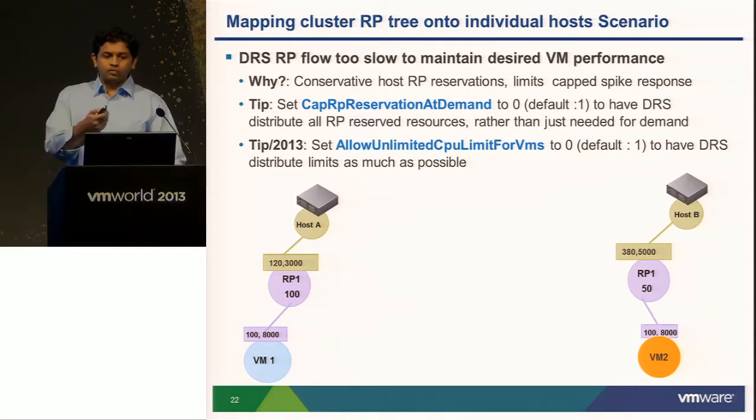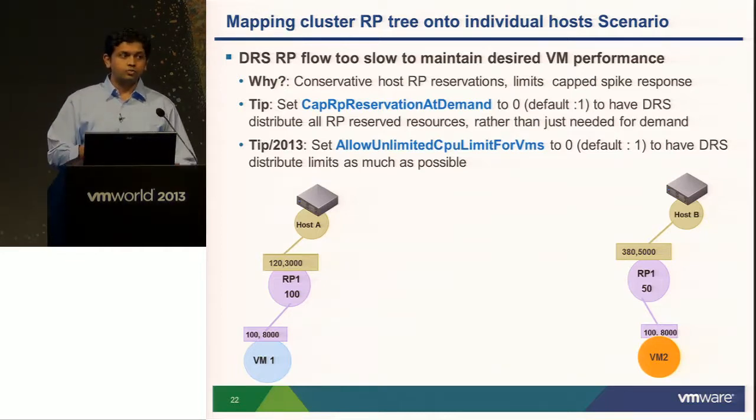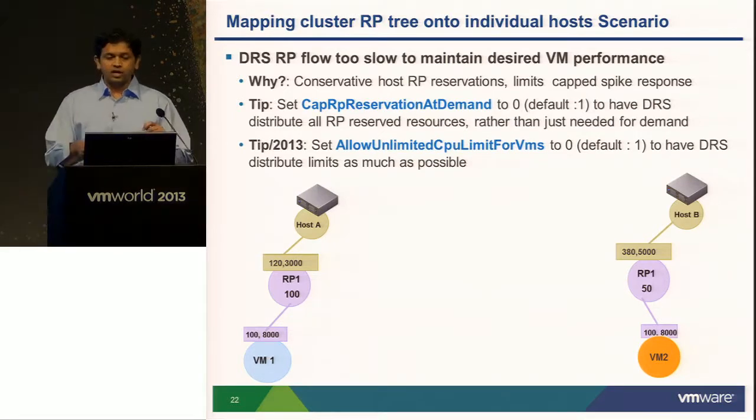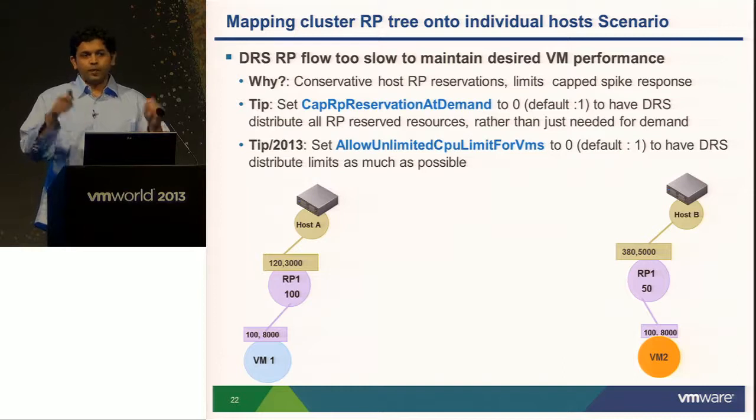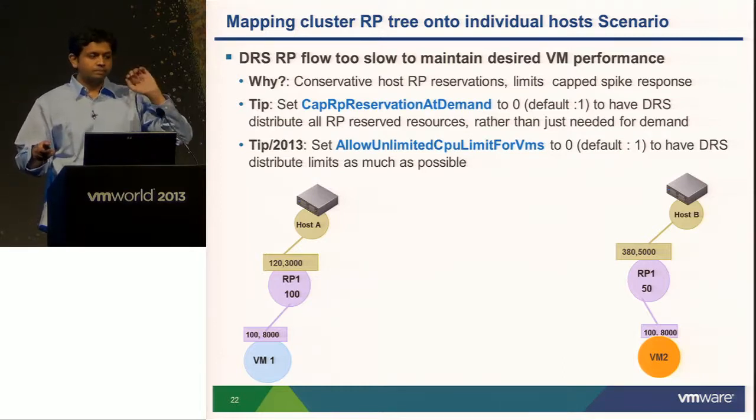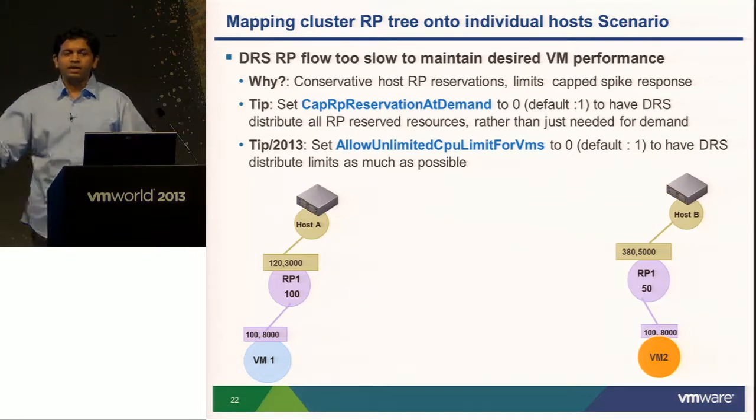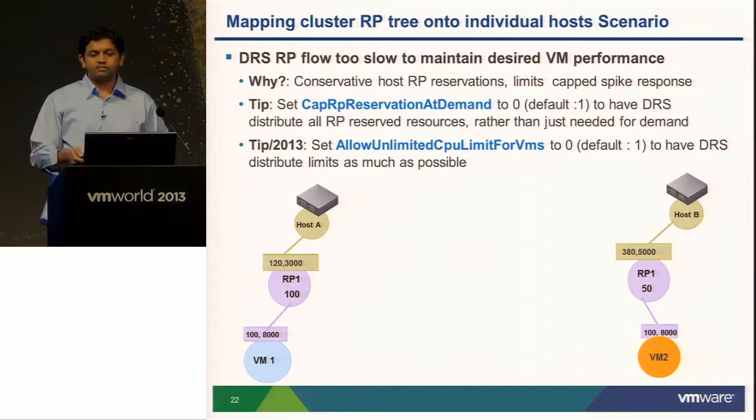Okay, so we have 2 options in 2013. The first option is to make the reservation flow much more aggressively, and the second option is to flow the limits more aggressively. If you set these options to 1, then whenever you have spiky behavior and one VM becomes idle and another VM from the same resource pool becomes active, DRS would move the resources to the active VM much more aggressively.